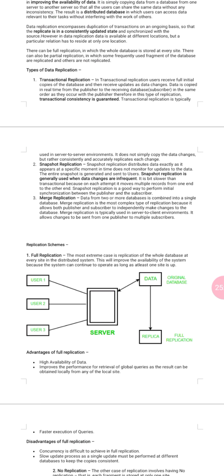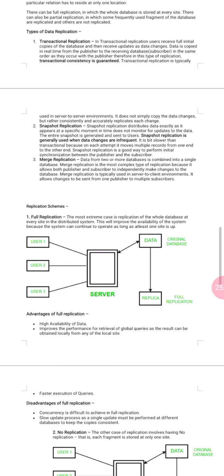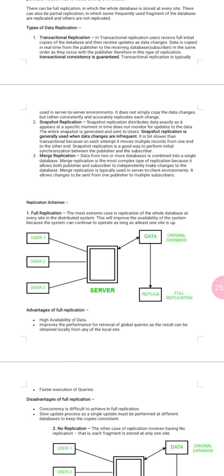There can also be partial replication in which some frequently used fragments of the database are replicated and others are not replicated. Clear? Types of data replication. The first type is transactional replication.